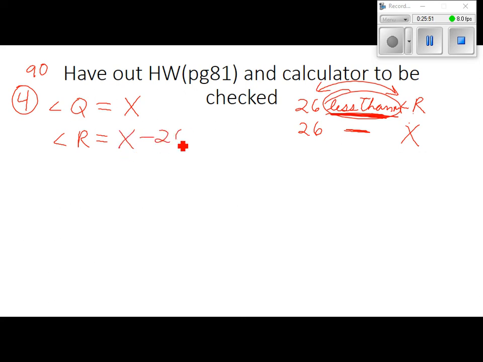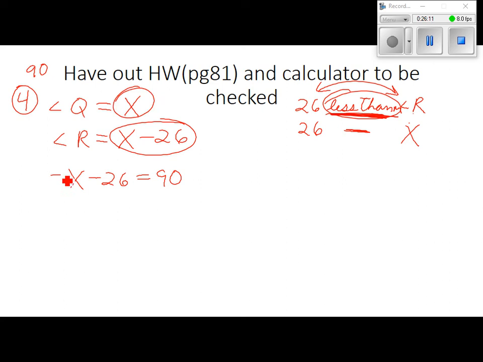X minus 26. What equation can I set up? X minus 26 equals X? Just X minus 26 equals 90? Is that correct? You have to add both angles. This is a common mistake, so make sure you don't do this. You have to add this angle and that angle.